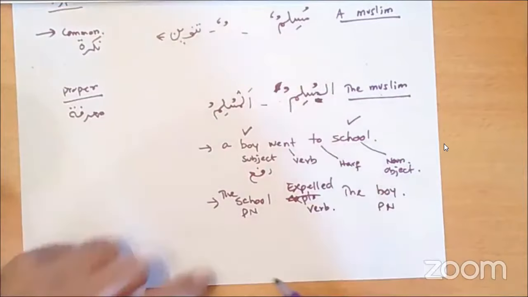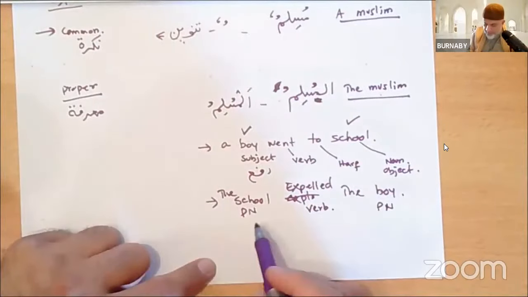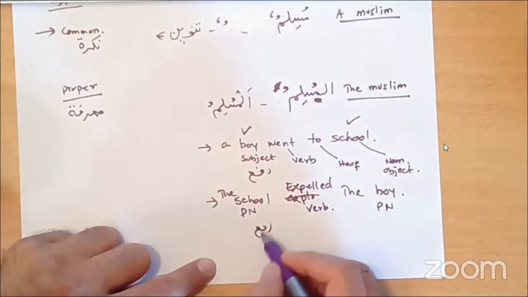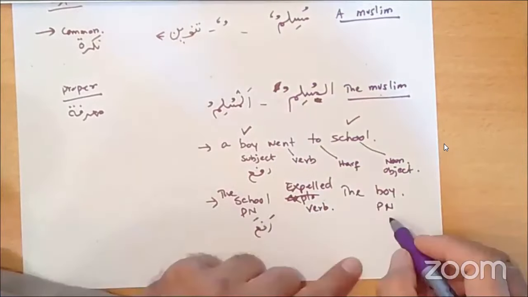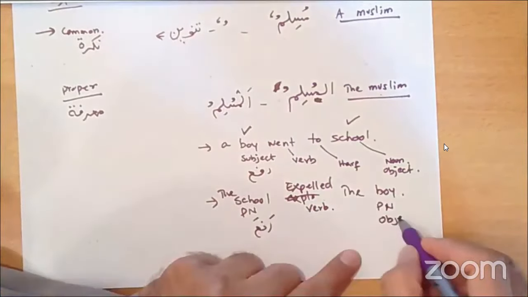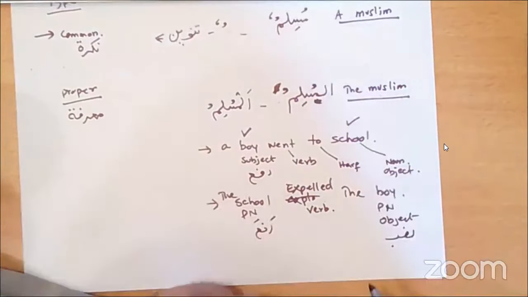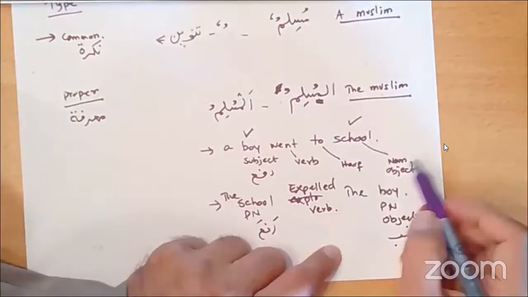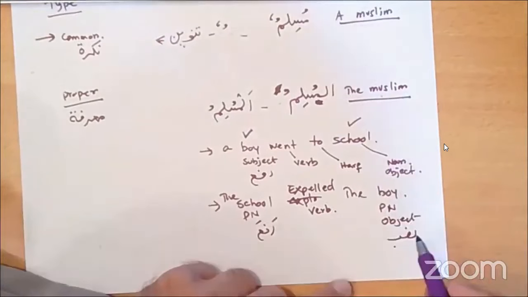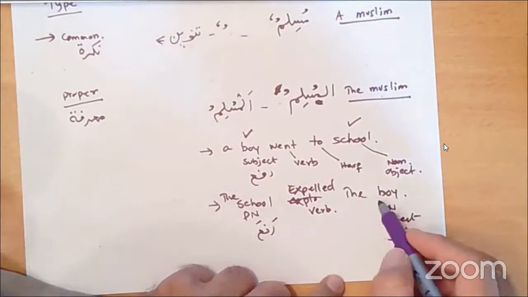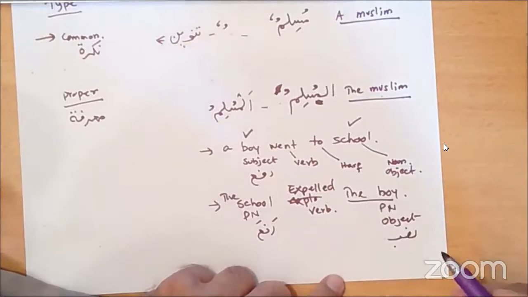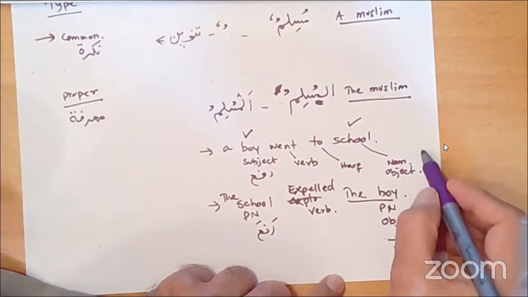Now, if you look at the status now, is the school Rafa? Yes. Then is the boy the object now? Yes, which is nasab, right? And in this one, "boy" is a common noun, not a proper noun. "Expelled the boy." Yes. So the object is nasab, right, as in the previous one.